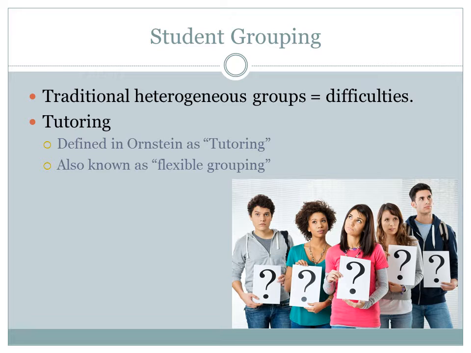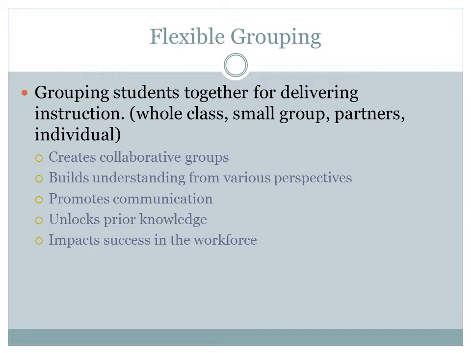Under student grouping in Ornstein, there is a subcategory called tutoring, and it's also known as flexible grouping. Flexible grouping is not anything new. Teachers have been grouping students in various ways since back in the schoolhouse days. And back then, teachers just grouped students based on their age or ability. Flexible grouping is the range of grouping students together for delivering instruction. This can be as a whole class, a small group, or a partner.